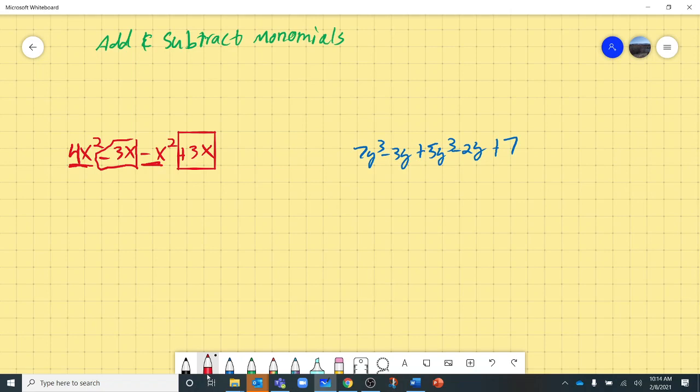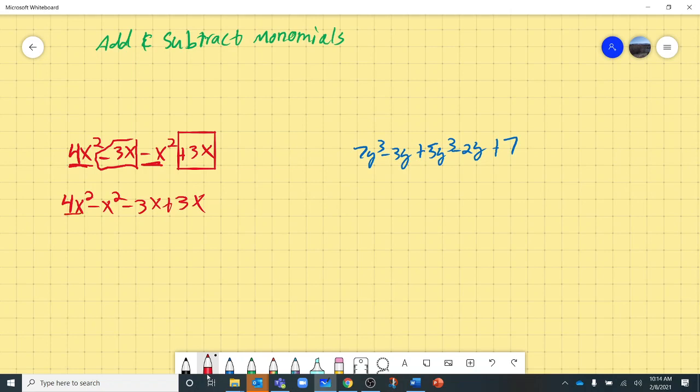One other thing to keep in mind is you always want to take the sign that is in front and use that. So this is a negative x squared, not an x squared, and we don't want to lose that subtraction sign. Negatives and subtraction signs are actually the same thing. So if I rearrange this in order, I'm going to have my 4x squared minus x squared, and then minus 3x plus 3x.